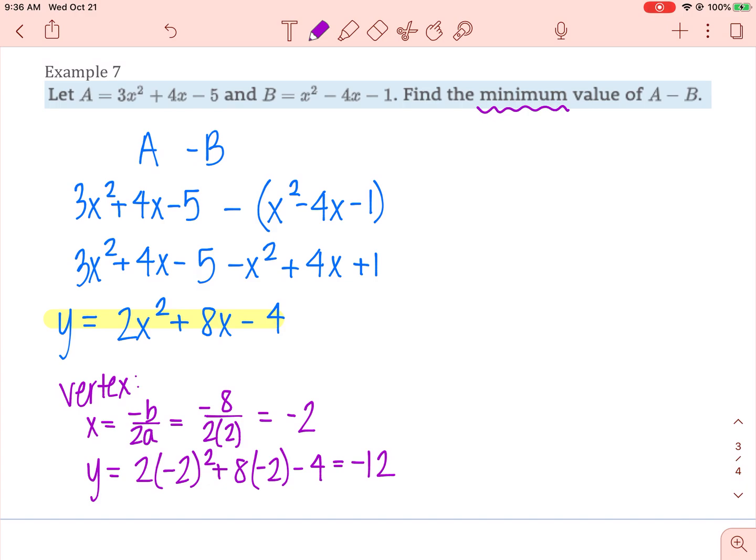So we found the quadratic, we found the minimum, and now it wants the minimum value. So we need to realize that's the y value. So minimum value will equal negative 12.